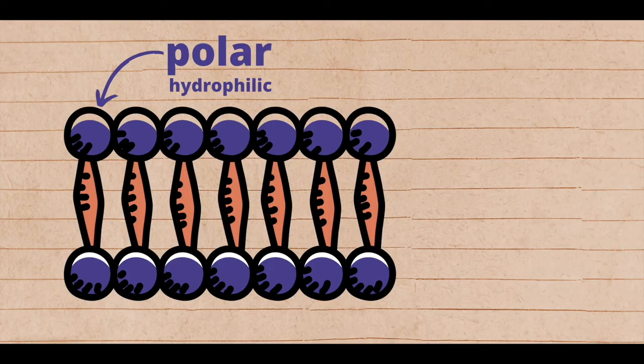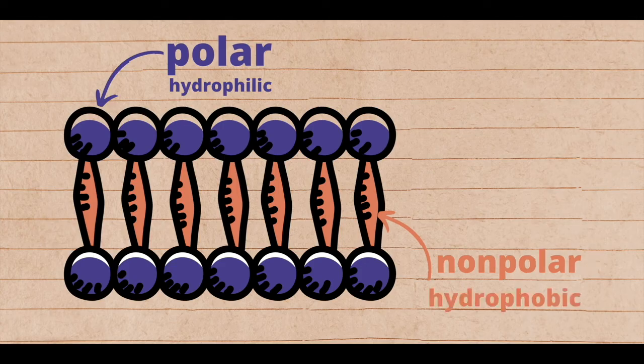So the head is polar and hydrophilic, while the tails that are hiding on the inner side are non-polar. They do not like the water and they do not react well in the water. So these are called hydrophobic. The cell membrane is a semi-permeable membrane that acts as a barrier. It carefully selects what can come inside the cell and what can leave the cell.